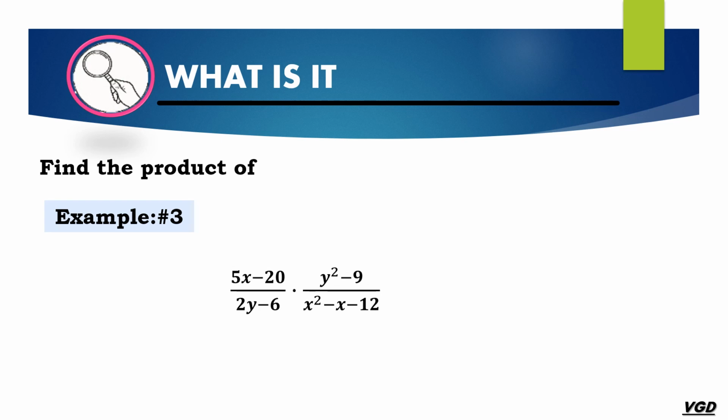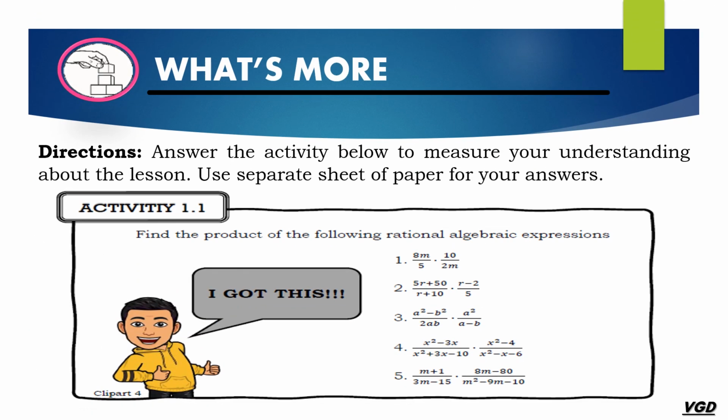Thus, the product of 5x minus 20 over 2y minus 6 and y squared minus 9 over x squared minus x minus 12 is equal to 5y plus 15 over 2x plus 6. Yes, you already know how to multiply rational algebraic expressions. And this time, let's check your knowledge. So we have here what's more.